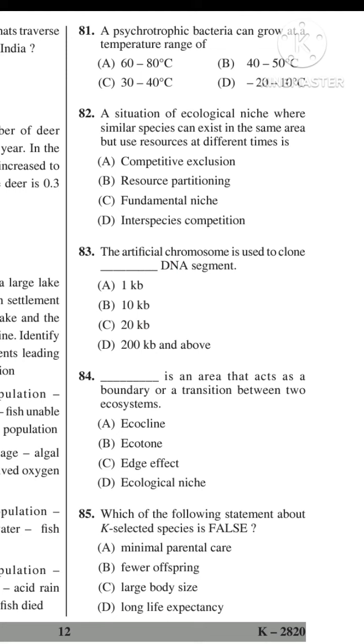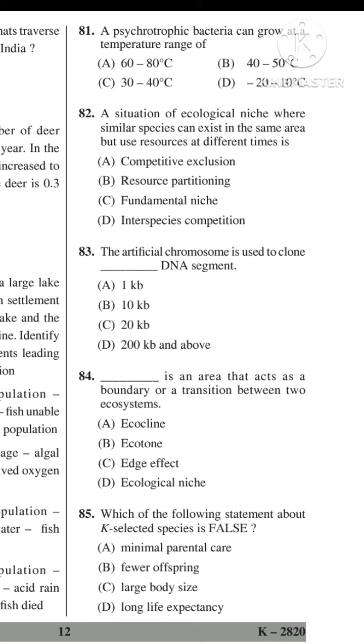Next, question number 84. Dash is an area that acts as a boundary or transition between two ecosystems. It is a repeated question, my dear friends. So the right answer is ecotone. Ecotone is an area that acts as a transition between two ecosystems. Then 85, very important this year. So I will explain it in detail.